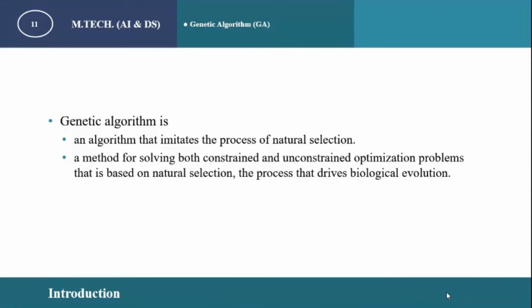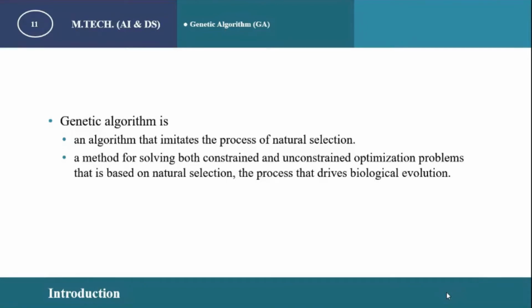And genetic algorithm is a method for solving both constrained and unconstrained optimization problems, that is based on natural selection, the process that drives biological evolution. That is, this genetic algorithm, as we have already said, is a computer algorithm which mimics the biological evolution process, and this biological evolution process is simulated in genetic algorithm in order to solve these constrained and unconstrained optimization problems.